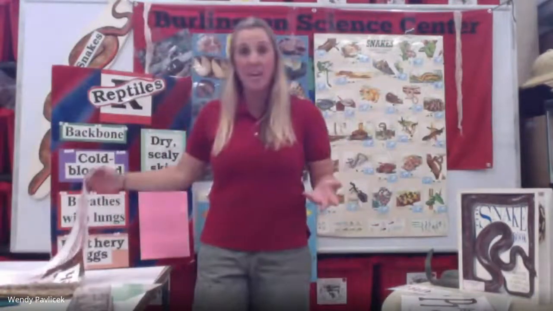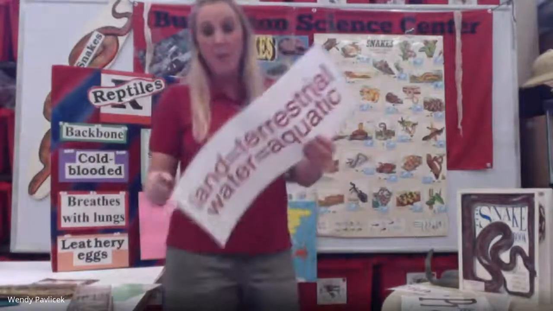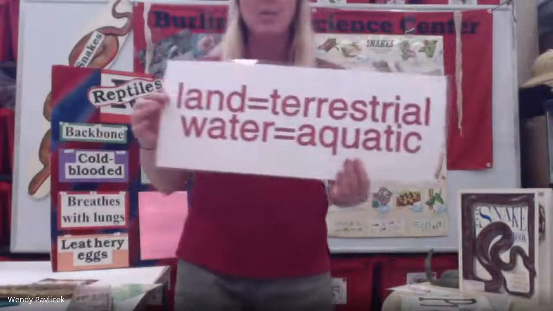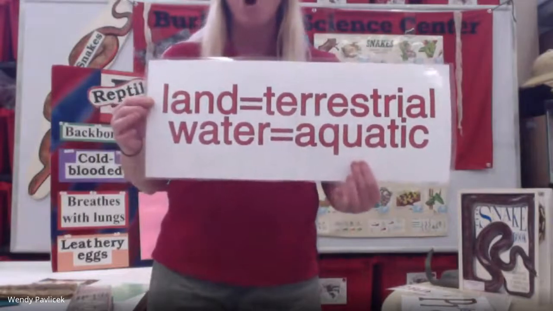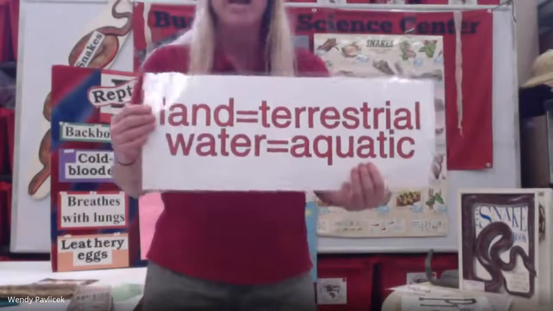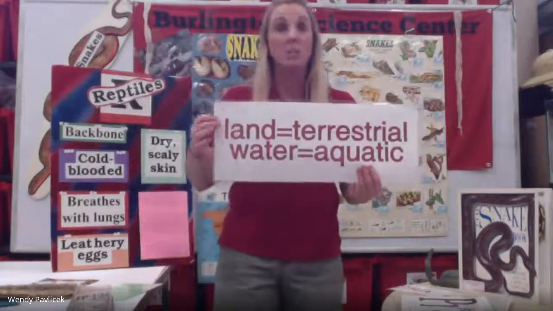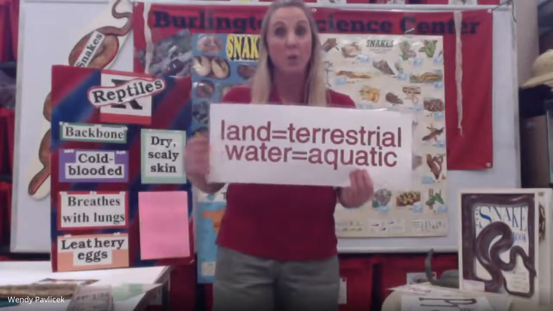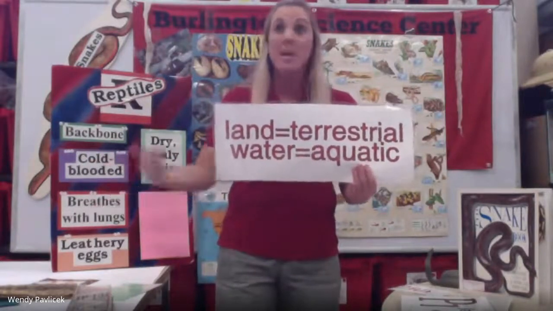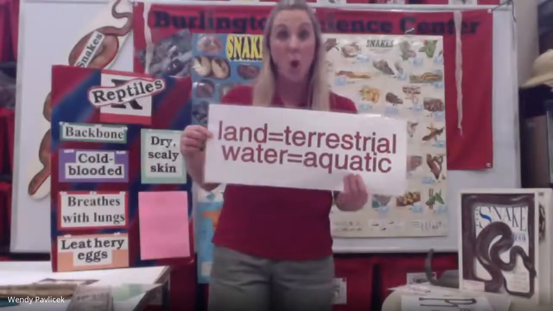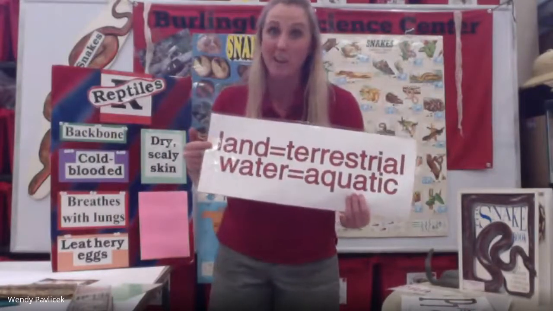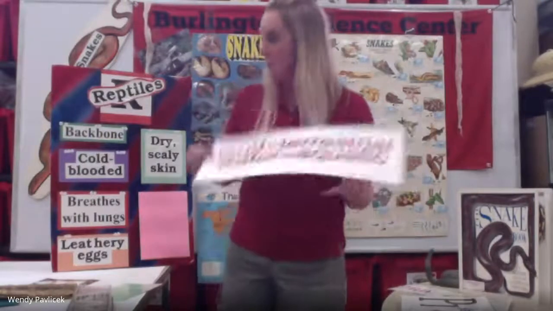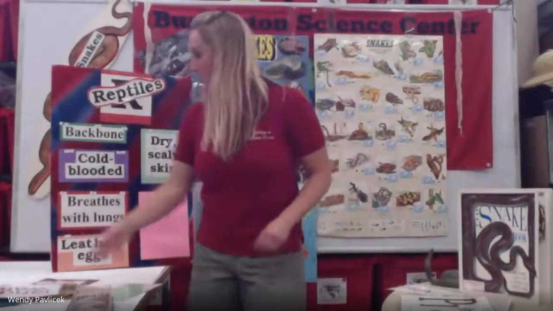Now, another neat thing about reptiles, we say that they can live on land, which we call terrestrial, but they can also live in water, which is called aquatic. And snakes can actually be terrestrial or aquatic too. Certain snakes live on land and certain snakes can go in the water. So pretty neat. So when you're swimming, you have to be careful because there are snakes in water as well.